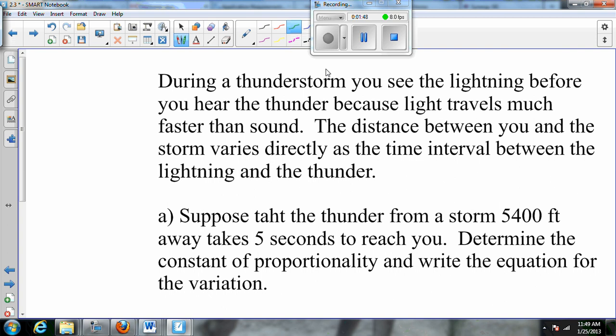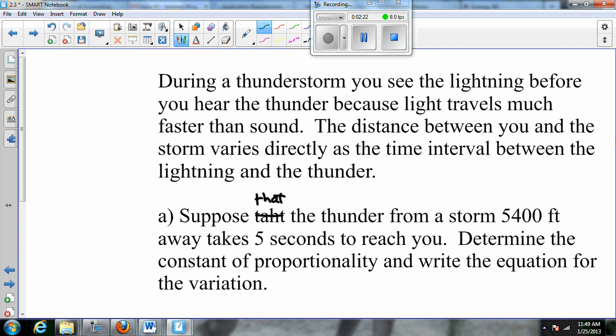So here is an example. During a thunderstorm, you see the lightning before you hear the thunder, because light travels much faster than sound. The distance between you and the storm varies directly as the time interval between the lightning and the thunder. Okay, so in part A, suppose that the thunder from a storm 5,400 feet away takes 5 seconds to reach you. Determine the constant of proportionality and write the equation for the variation.